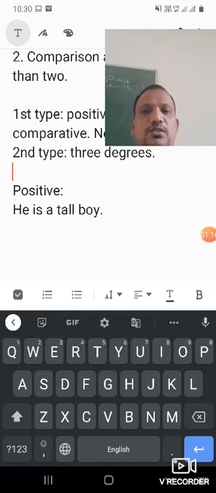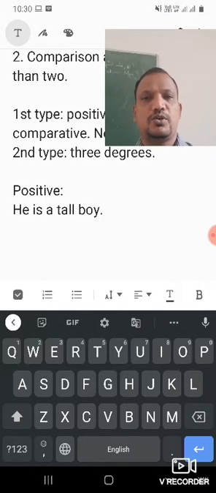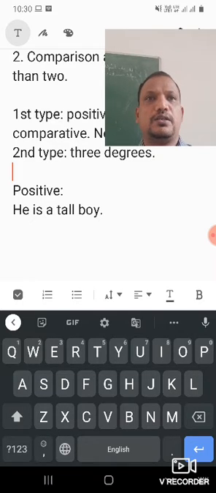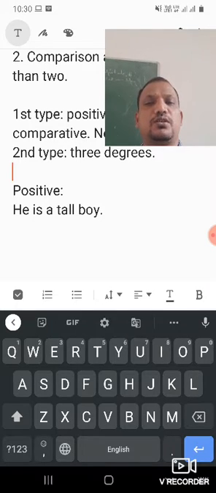Now we shall see the usage of the first degree, positive degree. The positive degree can be used when we speak about only one person or thing, and it can be used for comparing two things or more than two things also. So first we use this positive degree when we speak about one thing or one person.